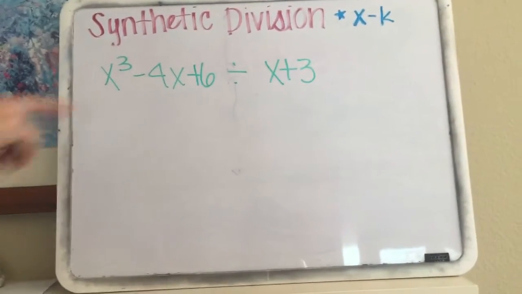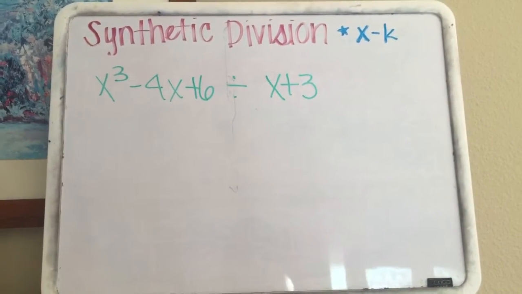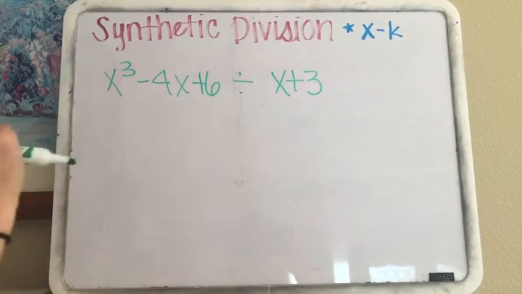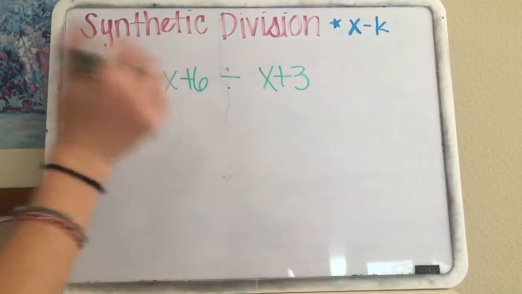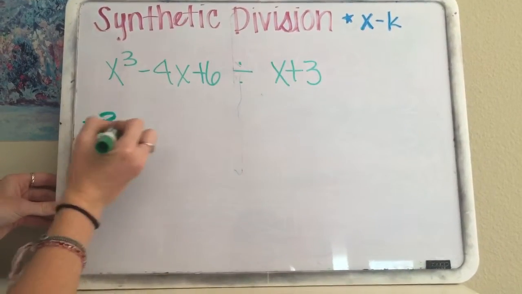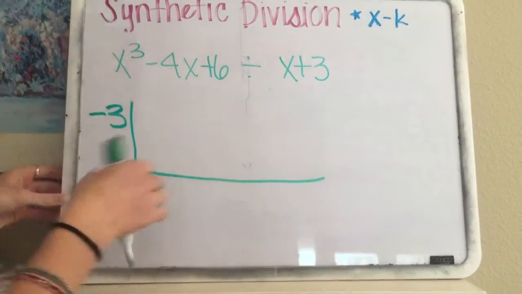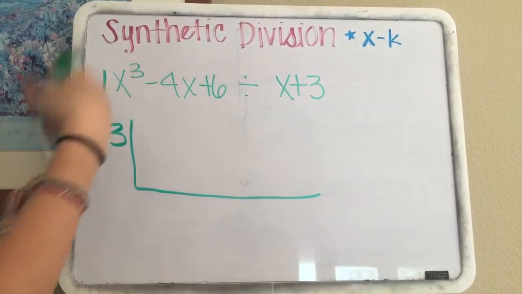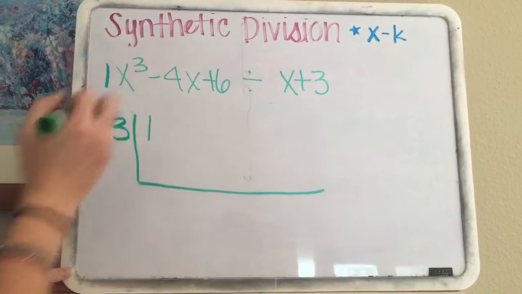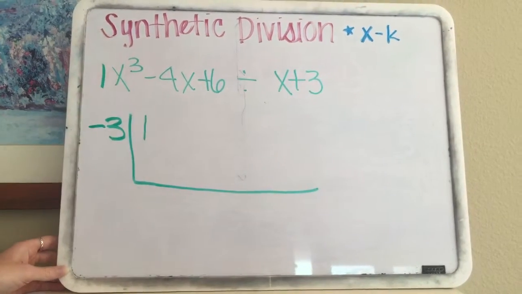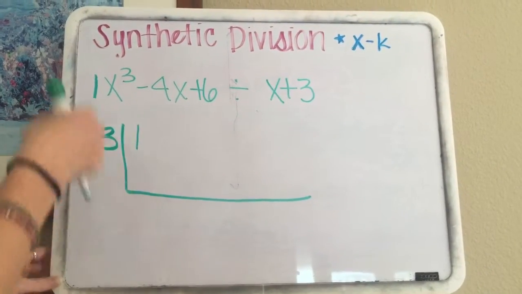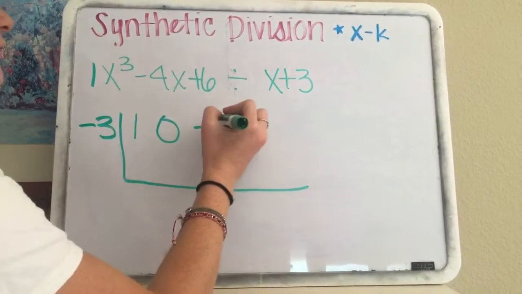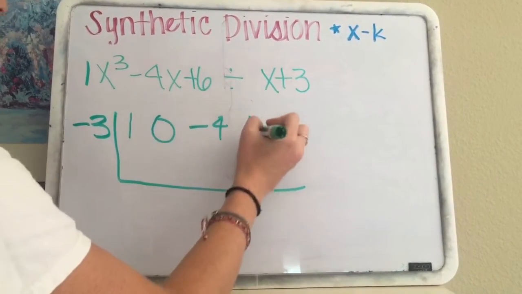And here's our example number 2. So it's x cubed minus 4x plus 6 divided by x plus 3. And so we want it in the same form as x minus k, so we do the opposite of 3, which would be negative 3. And you set it up just like the other problem, and you start with your leading coefficient, which is 1x cubed, so you put 1. And we notice that there isn't an x squared, so we have to put a 0 in as a placeholder. So 0 there. Then we have our negative 4, and then our 6.